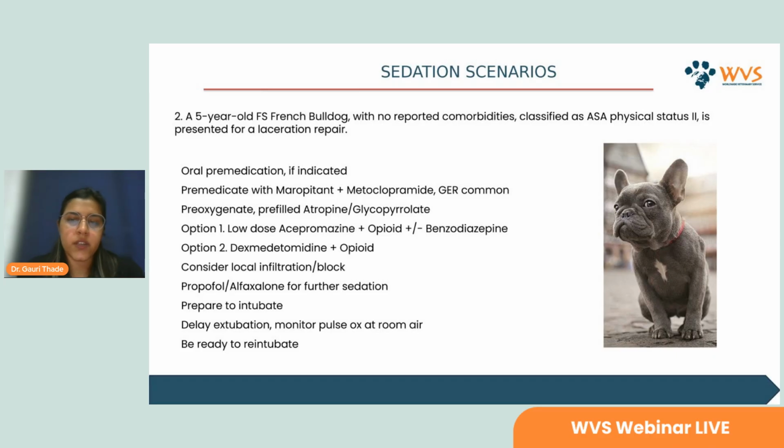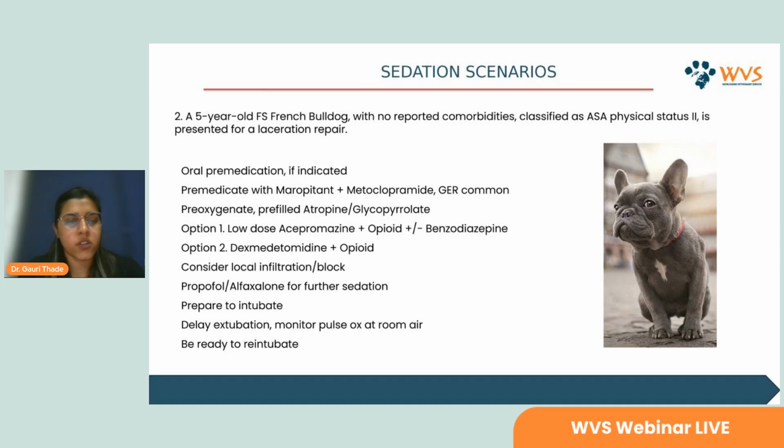For brachycephalics, it is always recommended to pre-medicate them with maropitant and metoclopramide, or even if you only have metoclopramide, that's also fine. That is because they have gastroesophageal reflux, which is very common in them, which can cause aspiration pneumonia. So we do not want them to reflux.